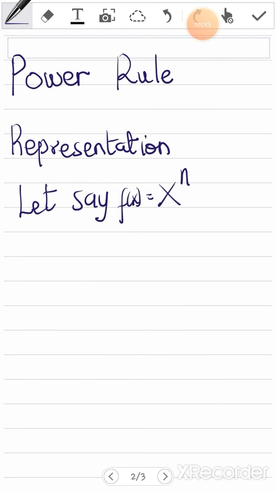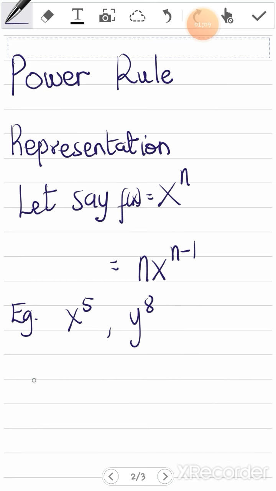When we are told to differentiate based on the power rule, the exponent will come down to multiply the function. Then you subtract 1 from the exponent. So this is how the power rule works. I'm going to give some examples, so let's solve them together.